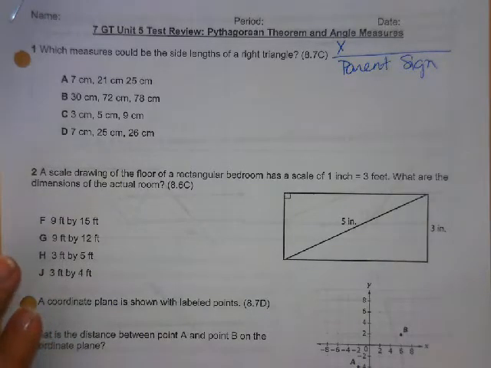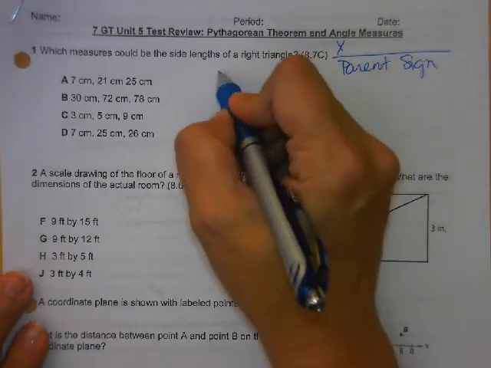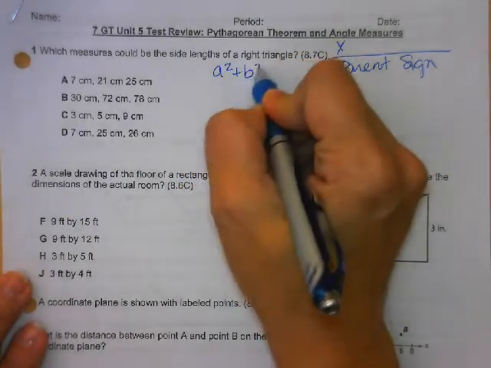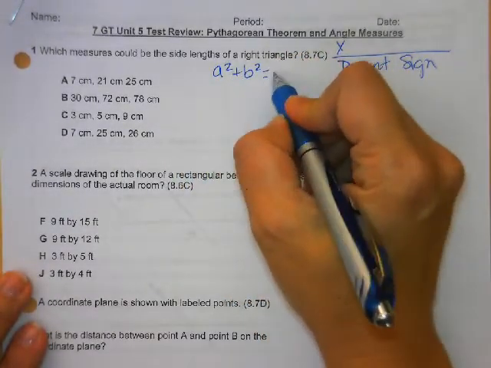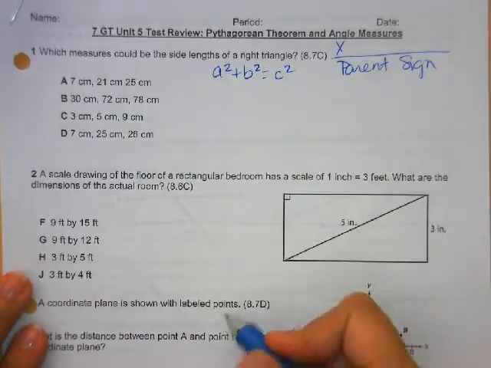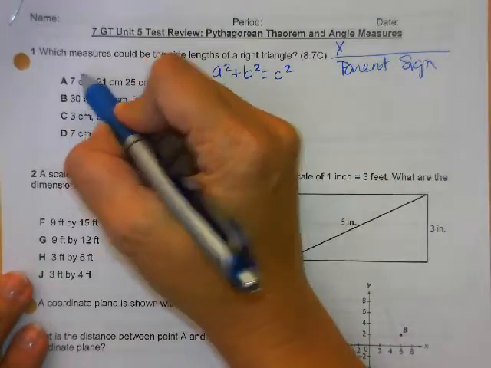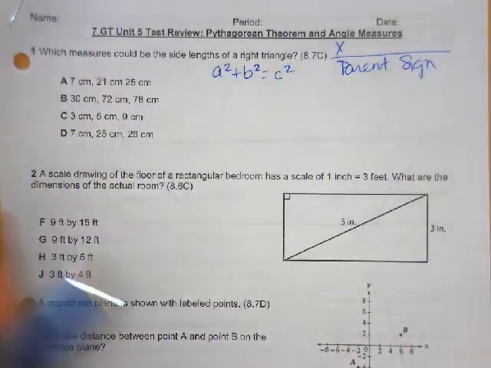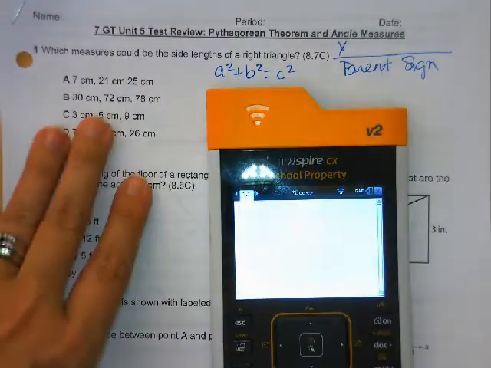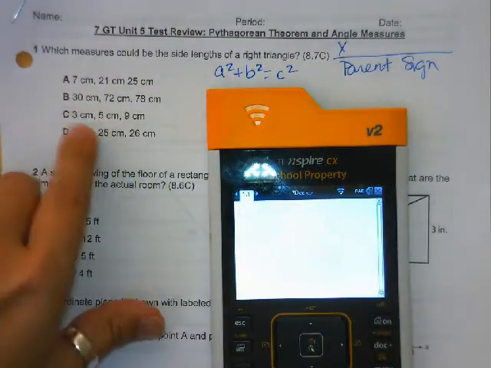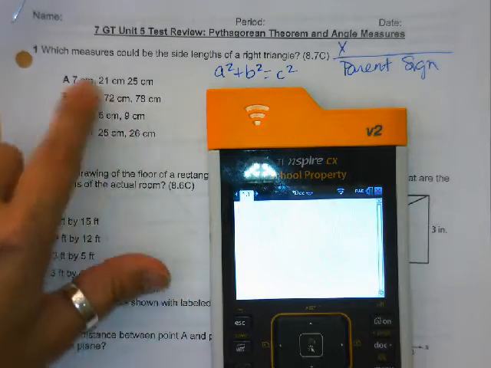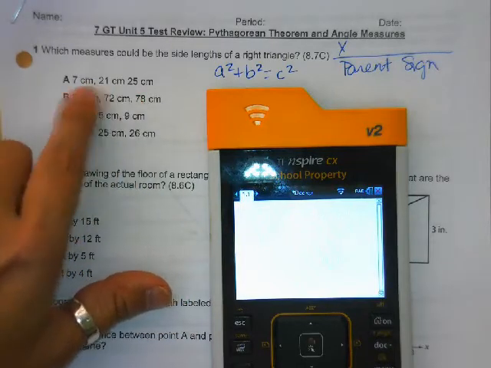Which measures could be the side lengths of a right triangle? So when we talked about Pythagorean theorem, we said if we add a square and add the 2 short sides, we should get the long side squared. So the easiest way to do this is look for a true-false statement in your calculator. So we know if you look, these are already in numerical order, which is very nice. Sometimes they're not, so be careful.